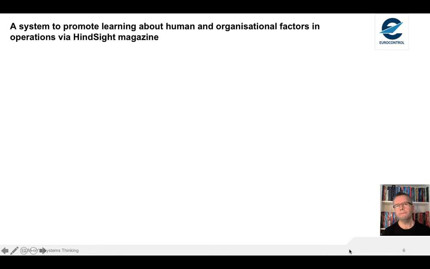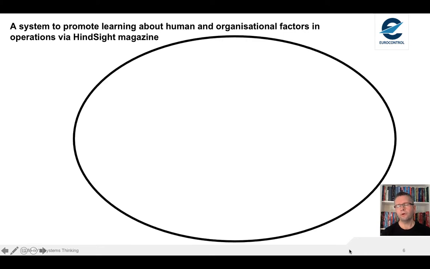If I start with the purpose of this system map, then I've decided it's a system to promote learning about human and organizational factors in operations via HUM-SYS-V-SM magazine. And now I'm taking a kind of top-down method. So first of all, I've got my system boundary. This is everything inside the boundary from this point is that which I have to really be aware of and can somehow have influence on.